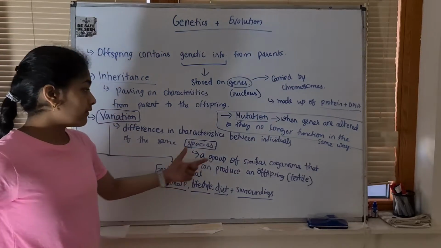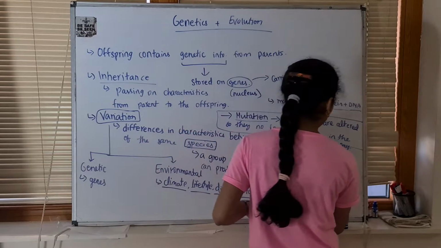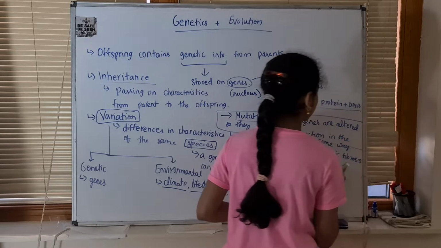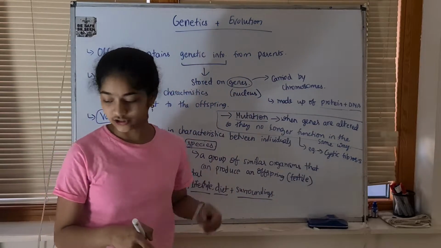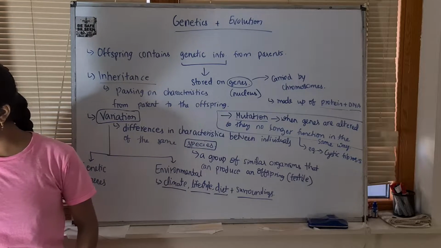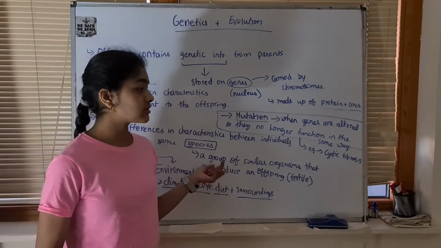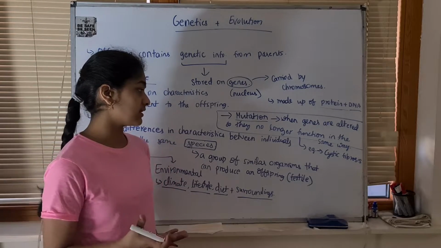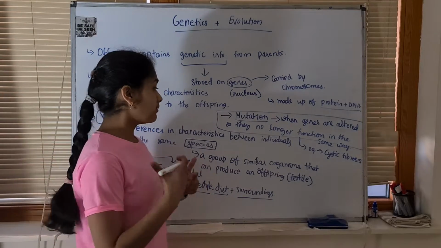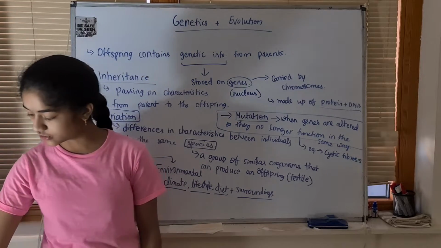Now, examples of mutations. Cystic fibrosis is a disease caused by genetic mutation, not by environmental variation. Radiations and chemicals can also cause mutation, and they can cause dangerous mutations. Mutations can be good sometimes, and they can be really dangerous and bad sometimes.